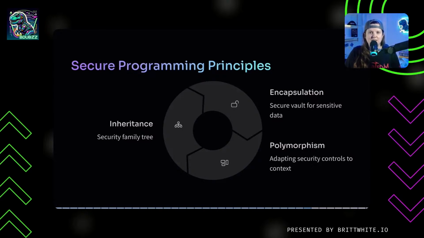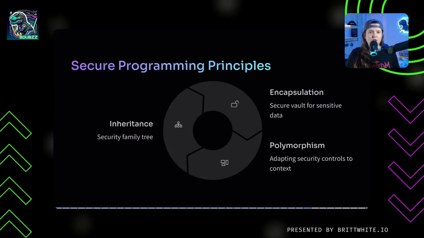The first one is inheritance, which works like a security family tree. You start with a base security class, say an abstract authenticator, then extend it to create specialized versions. For example, you might create an OAuth 2 authenticator that inherits all core security features while adding specific OAuth 2 functionality. This ensures consistent security across your authentication system.